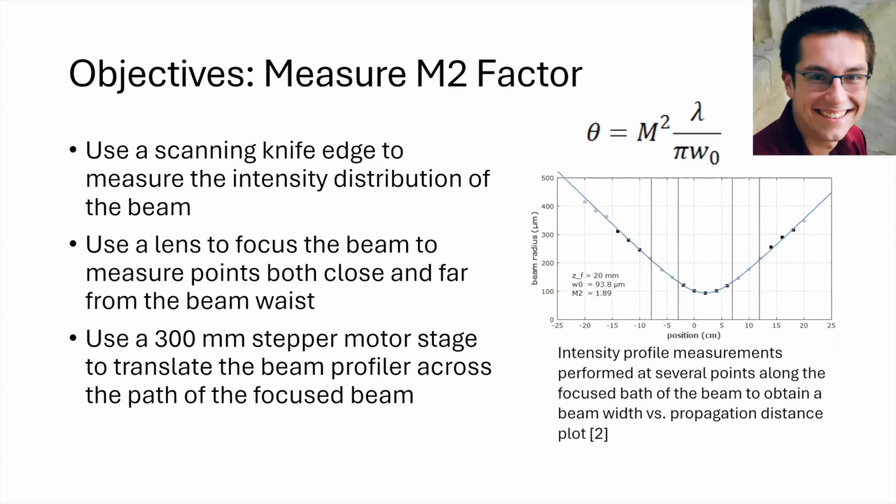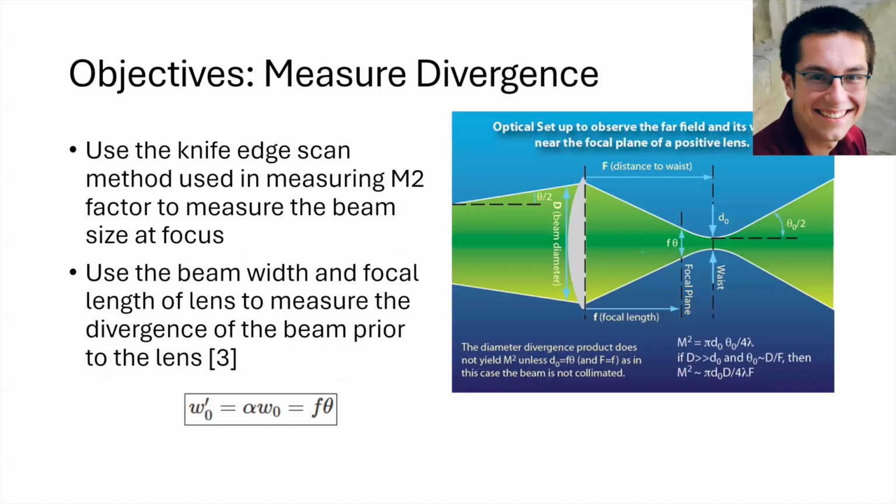To measure the M squared factor, we have a beam profiler where we have a scanning knife edge to measure the intensity distribution of the beam. And we use a lens to focus the beam to measure several points along the path of the beam. We need to know the waist and divergence, and from this we can calculate the M squared factor. To measure the divergence, we use the same knife edge scan method to measure the beam width, but not at several points, only at the focal point of the lens. And from this, we can calculate the divergence of the beam.